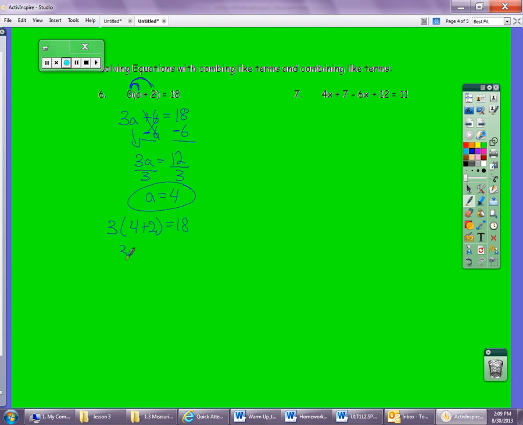Well, 4 plus 2 is 6. 3 times 6 is 18, so that equals 18. Now we're combining our like terms, but when we look at this, once again, we want to put our x's together. Well, 4x, and this is a negative 6x. If you notice, it's minus 6x. So when I write this, I have 4x minus 6x. Well, 4x minus 6x is going to give us a negative 2x.